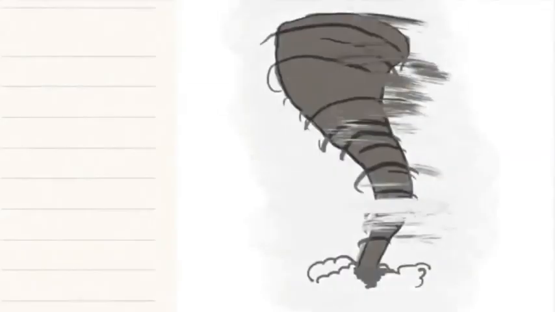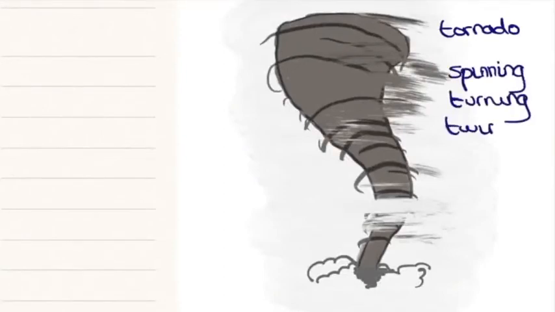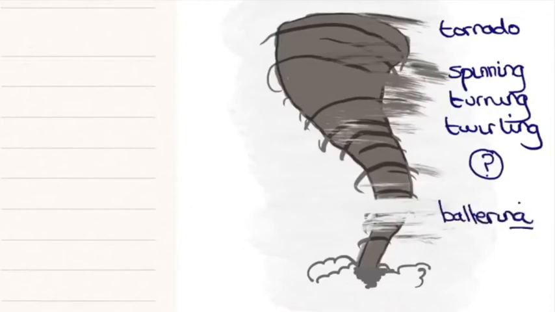And here's our last example. Take this tornado and ask yourself, what is it doing? I think it's spinning, it's turning, and it's twirling. So now it's time for our comparison. What else or who else spins, turns, and twirls? And the first thing I thought of was a ballerina. So let's give it a try.